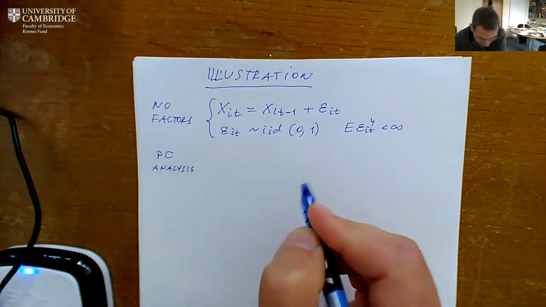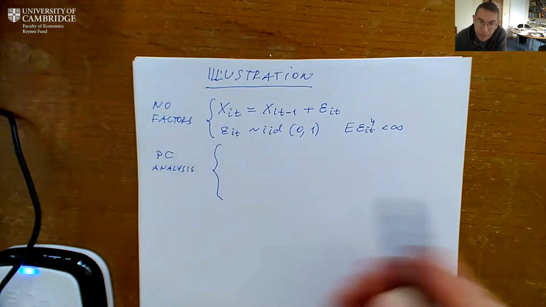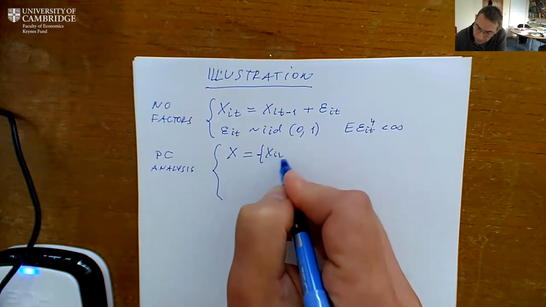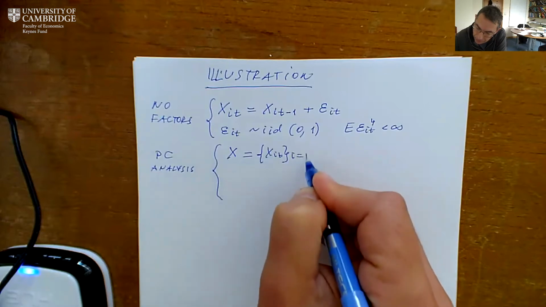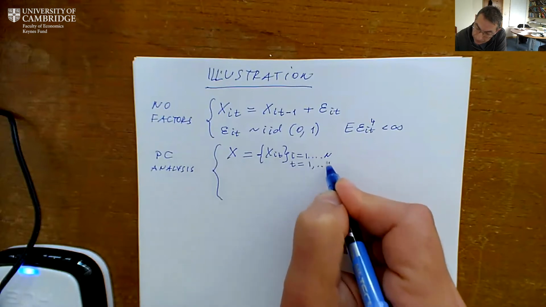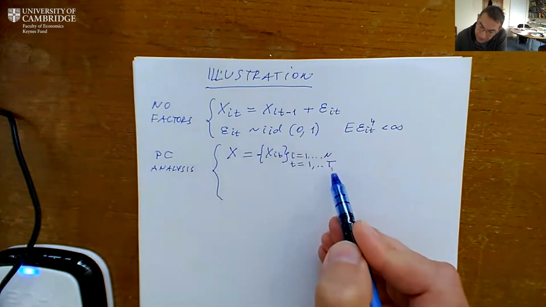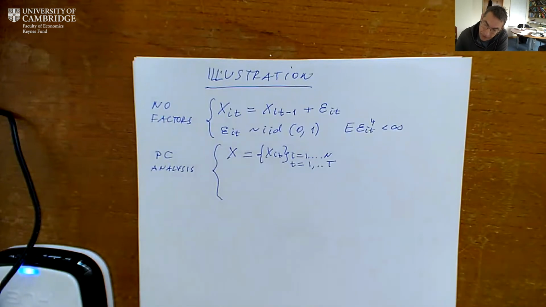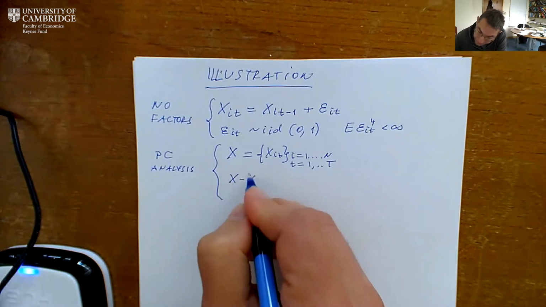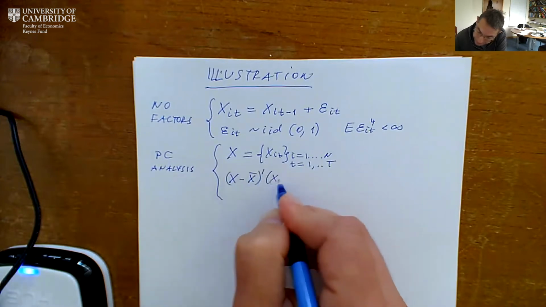What is this principal components analysis? First, you combine the data in a matrix. This matrix consists of all these x_it, i going from 1 to capital N, t going from 1 to capital T. There are T time periods in your data and large N cross-sectional units. Then you form the matrix (X minus X bar)' (X minus X bar).